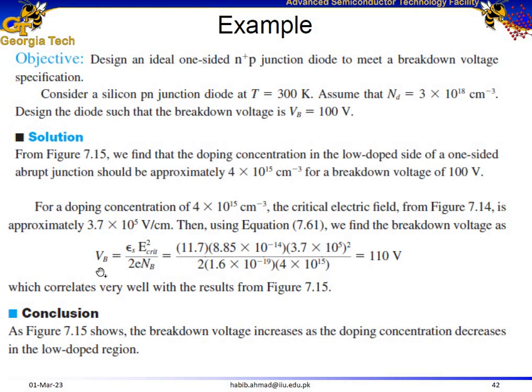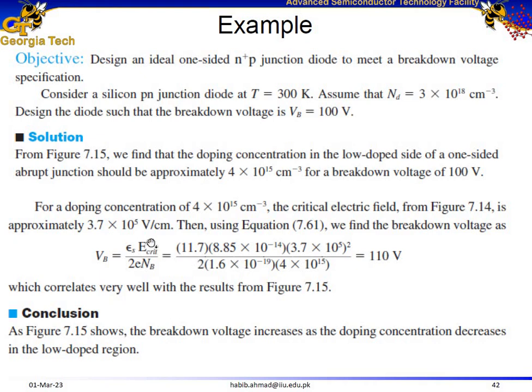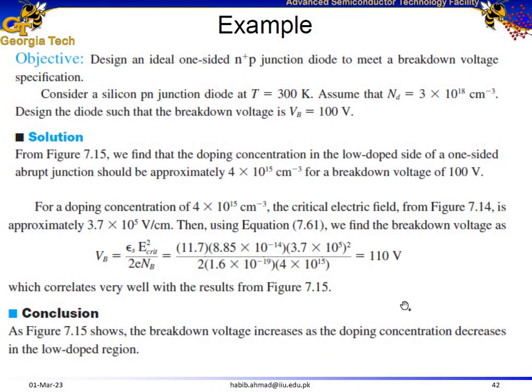Now to cross check, you can also use this equation. We have the critical electric field over here and the background doping concentration over here. Replace the values. The breakdown voltage is approximately 110 volts, which is close to the value of 100 volts. So you can determine these parameters, the breakdown voltage, critical electric field, and the doping of the lightly doped material, either from the plots, this plot and this plot, or by using this equation.